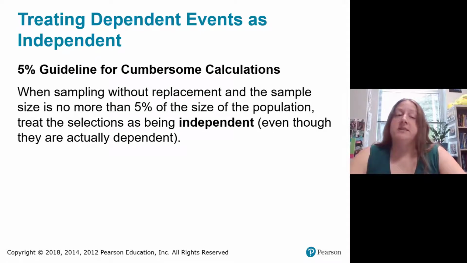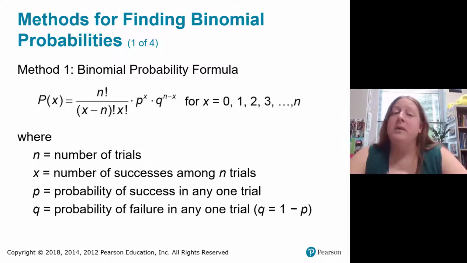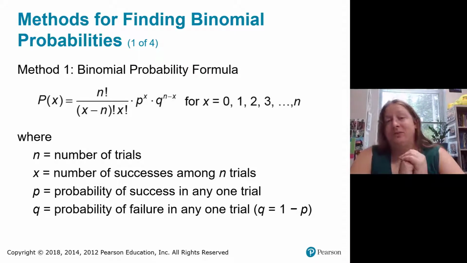Also, we talked about this earlier. If we have a sample of 5% or less of the population, even if the outcomes are actually dependent, then we can treat them as independent because the sample is such a small proportion of the population. Now that we know what the binomial probability distribution is, we probably want to be able to find these probabilities. So we've got a few options here.